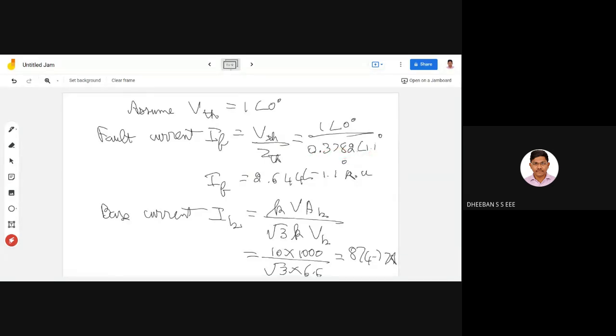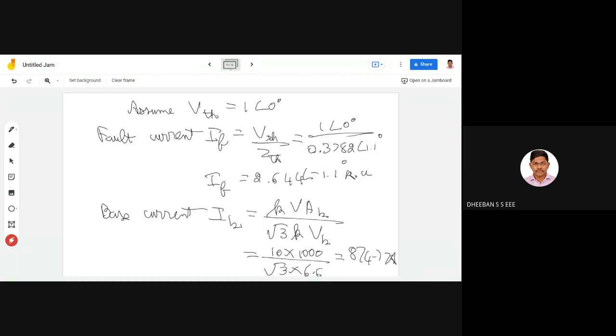So if you are substituting, you will be taking the reciprocal of this to get the value of 2.644, and the angle just jumps over from your denominator to the numerator, with the value of minus 1.1 degree. Okay, so this corresponds to the fault current. And next is your base current.